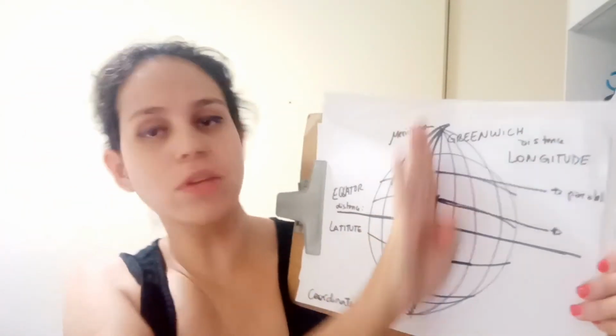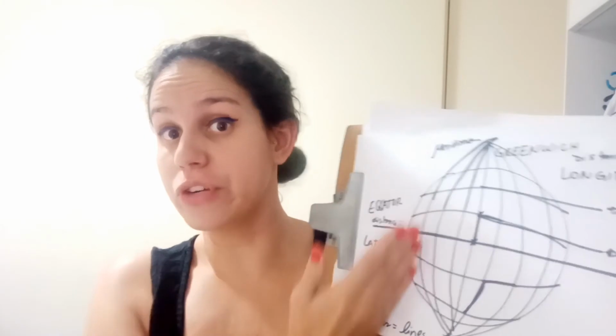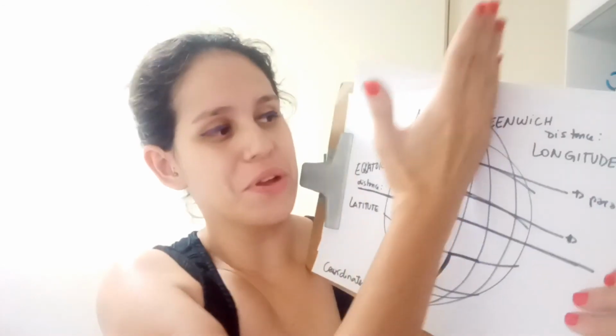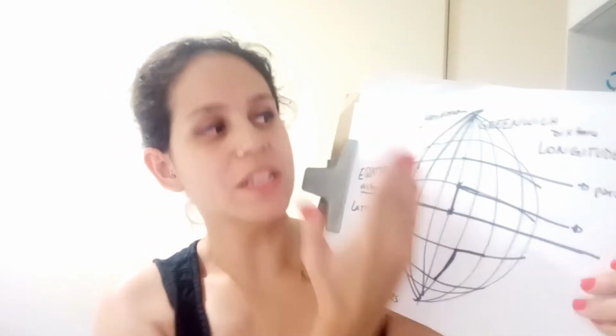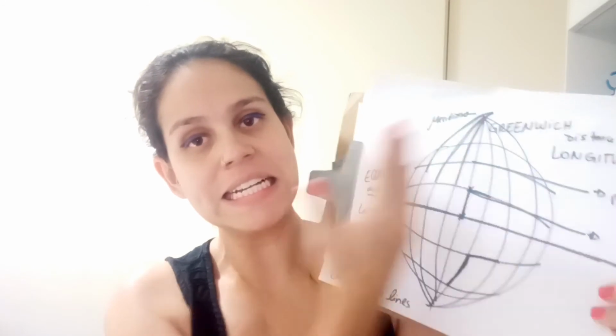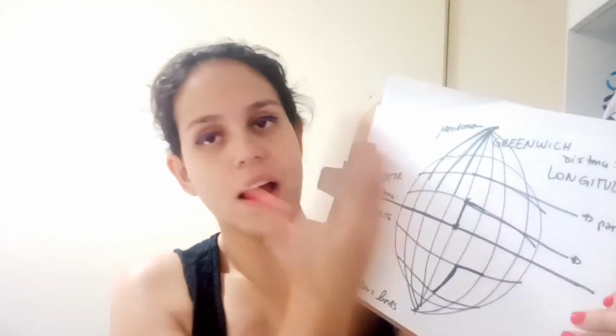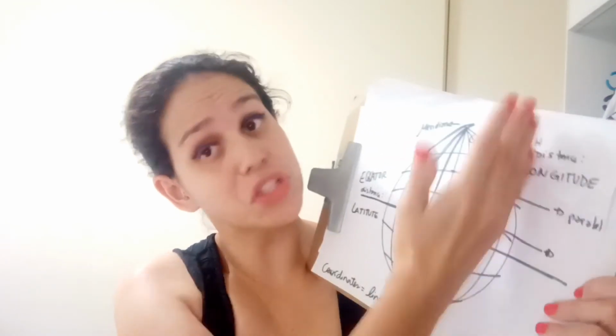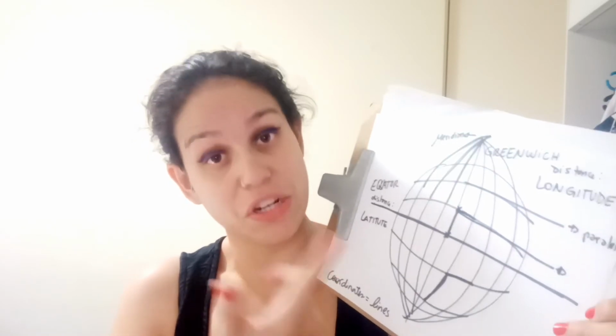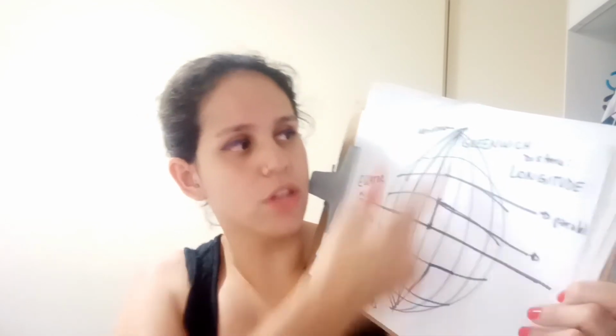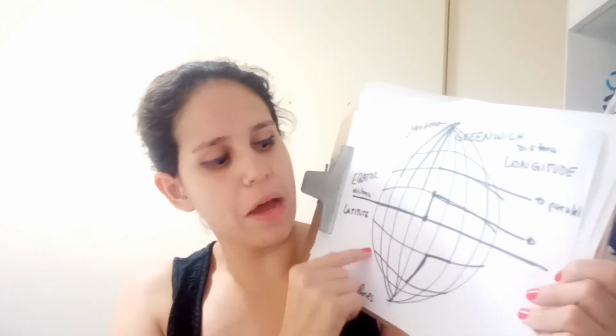Then we have the Greenwich meridian, that is a vertical line, and it divides the world in east and west. And all the lines that are parallel to the Greenwich, they are not called parallels, they are called meridians. So this is the meridian of Greenwich, and this is another meridian, another meridian. This is the equator. This is a parallel, this is a parallel, parallel.